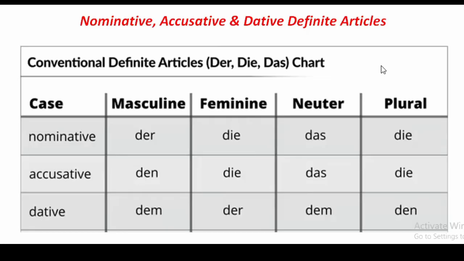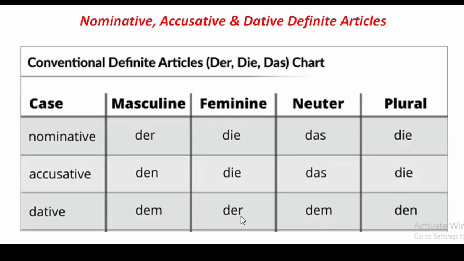That is very important, so we should learn this table to use the articles effectively. For nominative we have der, die, das, die. Accusative: den, die, das, die. And dative: dem, der, dem, den.